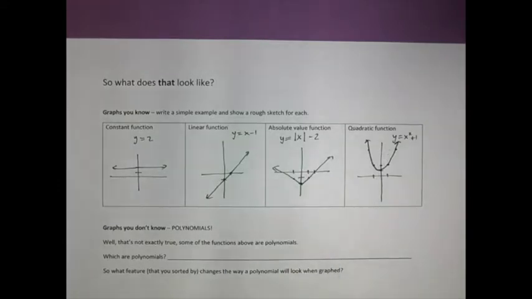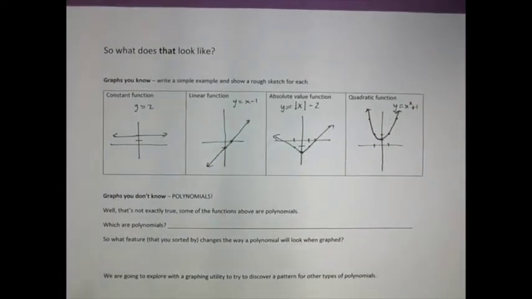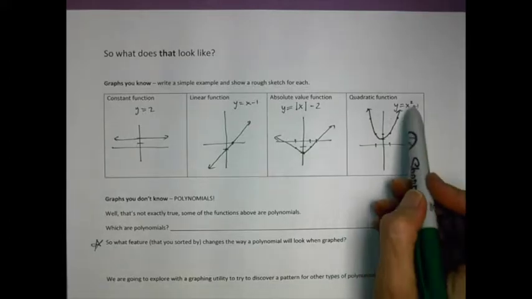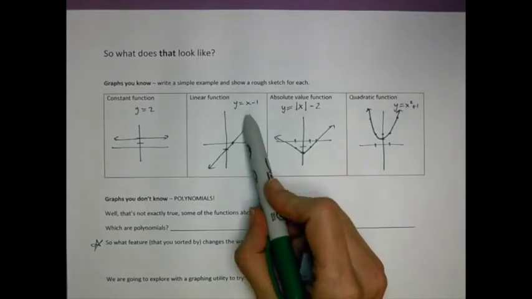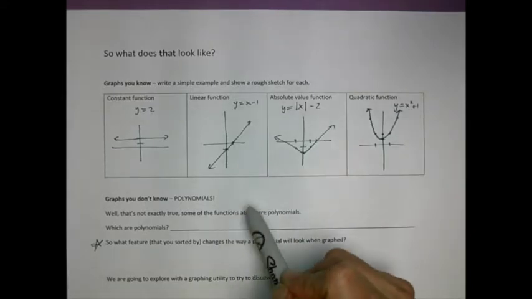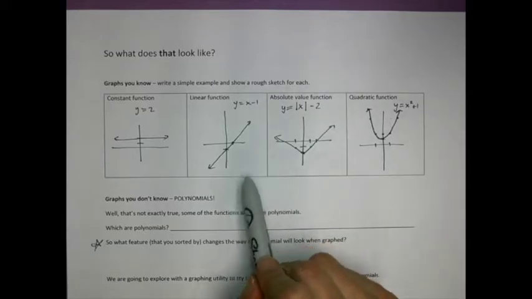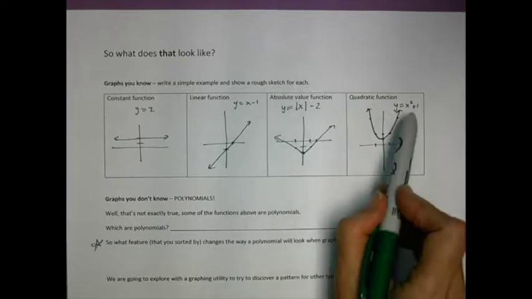And then this is a question right here that really is important and motivates our lesson. What features that we sorted by change the way a polynomial will look when graphed? One of the things we sorted by was the degree, or the highest power of x. We can see that when x is squared, it looks entirely different than when x is to the first power. I don't know if we know anything about number of terms and how that changes how things look, but definitely degree does.